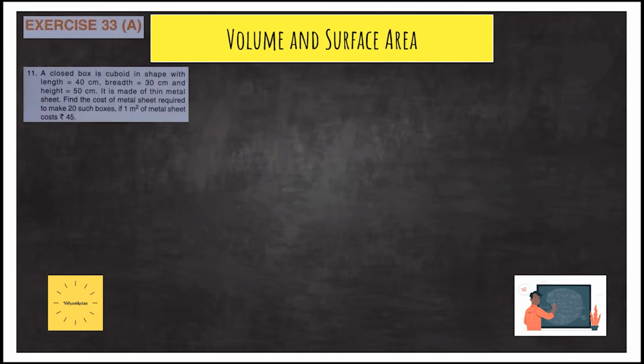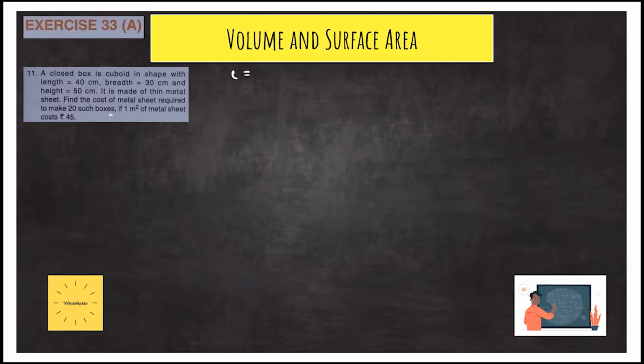Now 11th question. A closed box is cuboid in shape with length 40 cm, breadth 30 cm and height of 50 cm. It is made of thin metal sheet. Find the cost of metal sheet required to make 20 such boxes if 1 meter square of metal sheet costs rupees 45. So as we need to find out the cost that is required for the metal sheet, we need to find out the total surface area, because the metal sheet will cover the surface area only. So that's why the total surface area, here we are just writing down the dimensions.